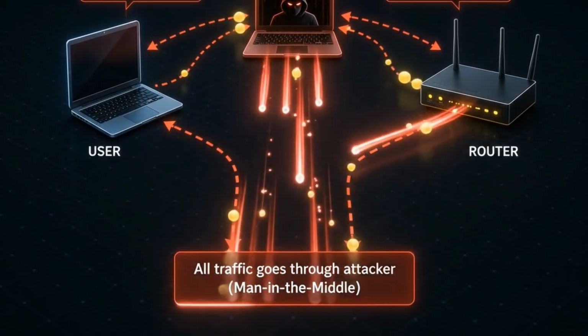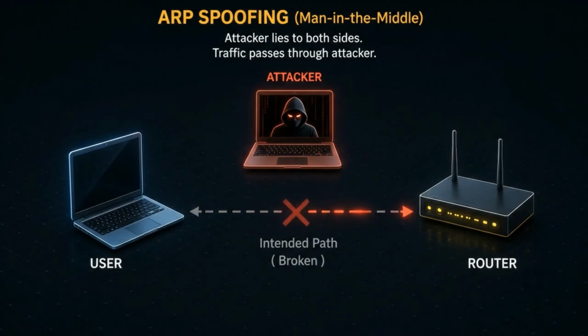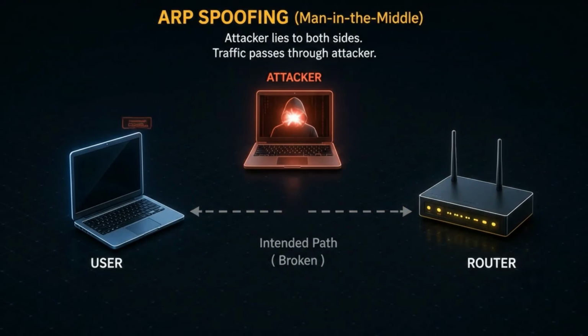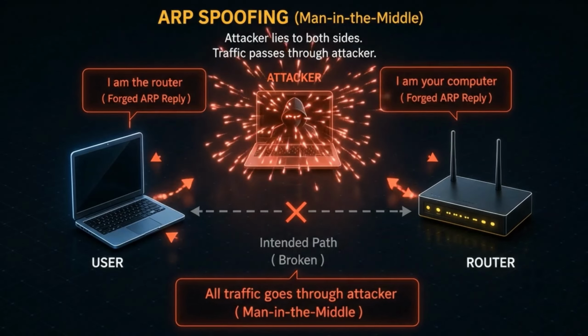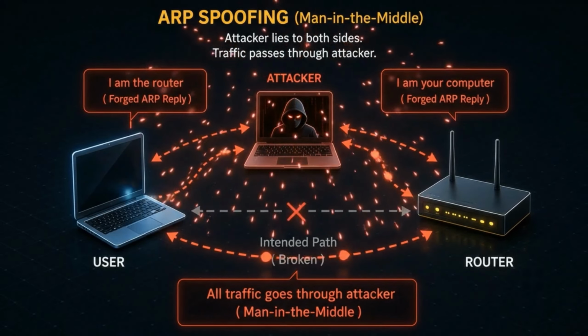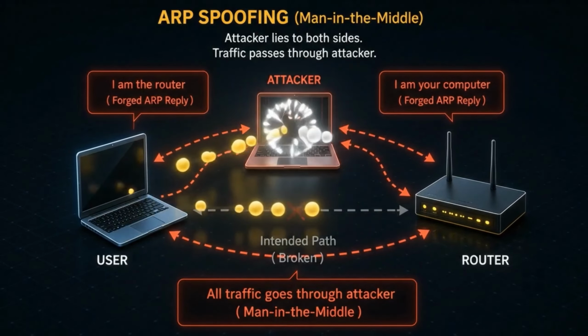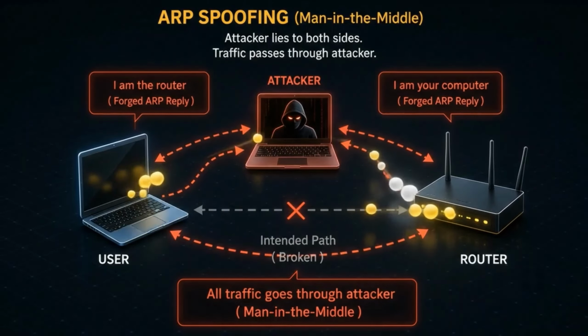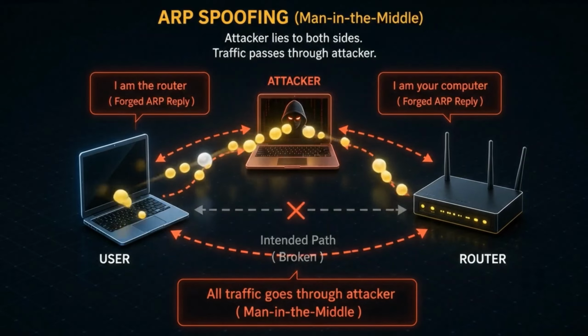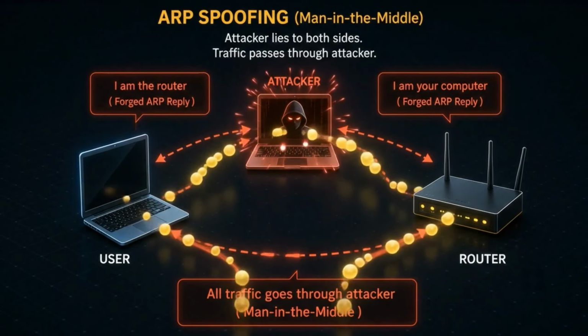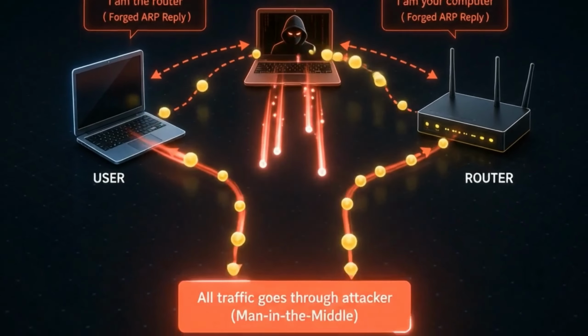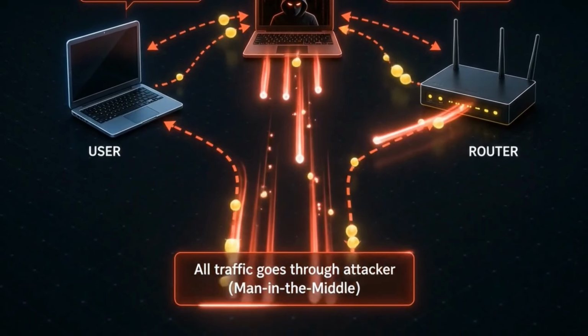At the same time, it tells the router, I am your computer. Both devices believe the attacker from that moment. Every packet passes through the attacker's device first. This is called a man-in-the-middle attack. The attacker can watch traffic, capture passwords sent without encryption, redirect users to fake websites, or steal session cookies.